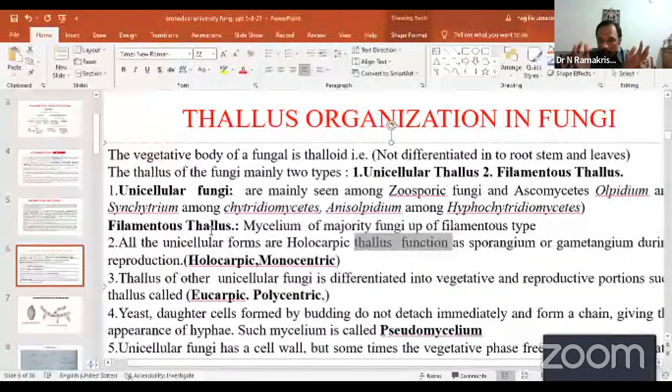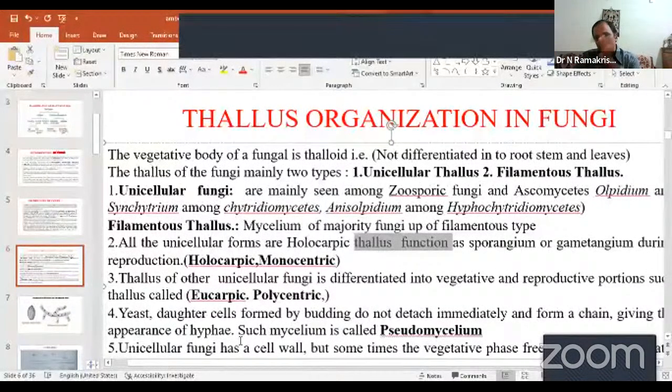In the entire fungus, one portion or section is going to be modified as a sexual reproductive organ. We call that eucarpic. Another name for it is polycentric. One is monocentric, and the second one is polycentric.